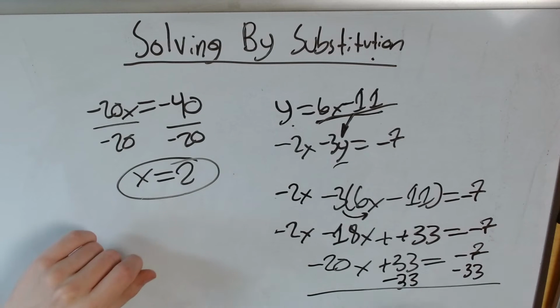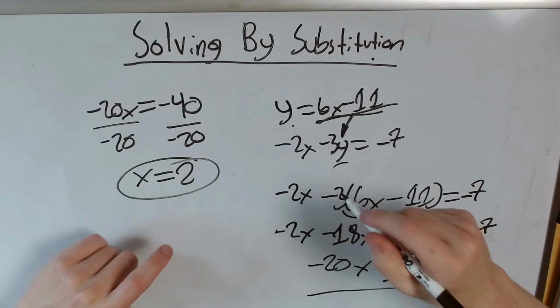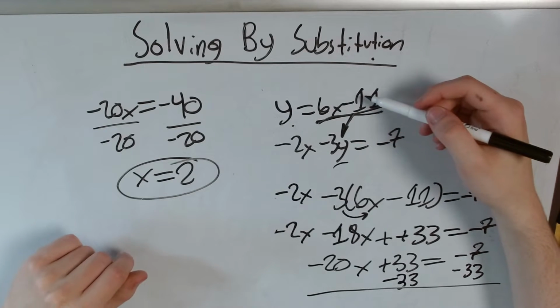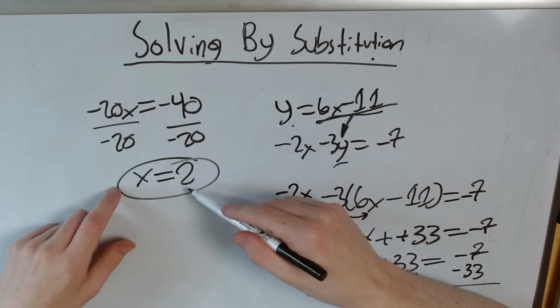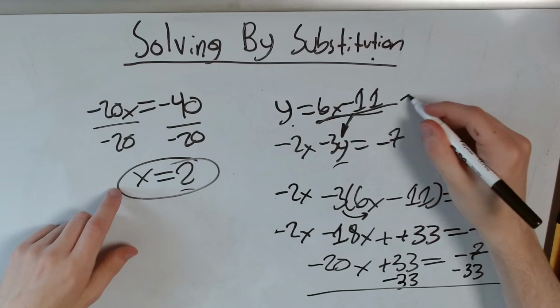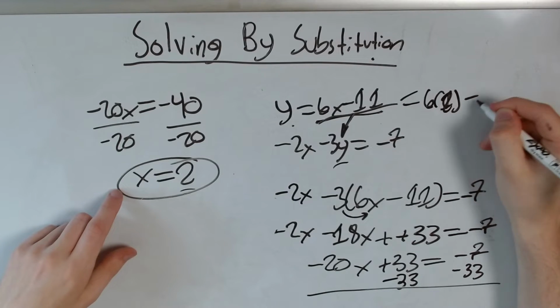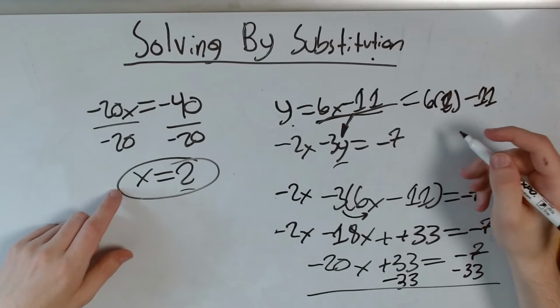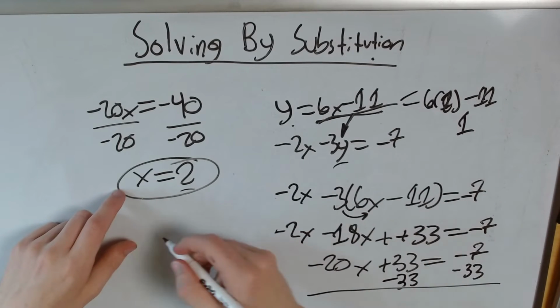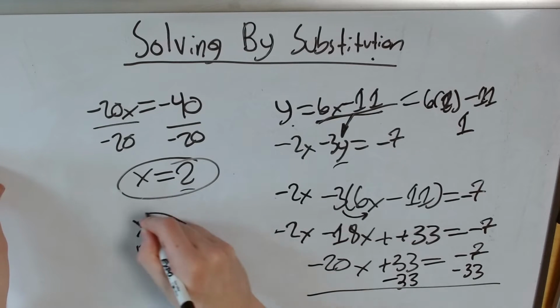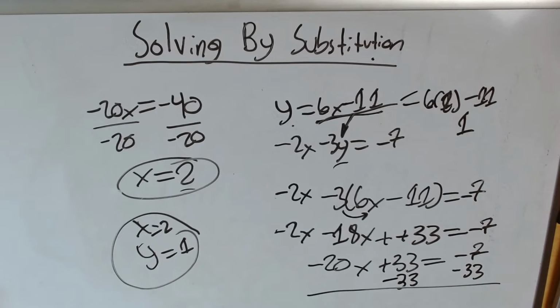What do? Well, you know what? I substitute again. I go back into my original equation, and I say, oh, y equals 6x minus 11. I'm going to substitute 2 in for x. So that's equal to 6 times 2 minus 11. 6 and 2 is 12, minus 11 is 1. So my final answer is x equals 2, y equals 1. And just like that, I've solved my system of equations. Let's do one more example as practice.